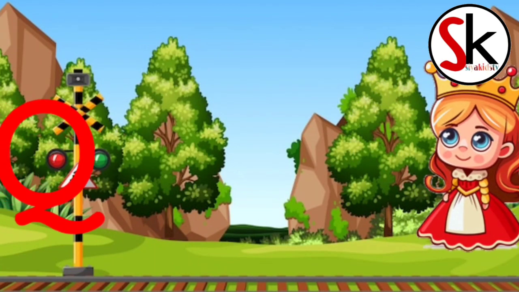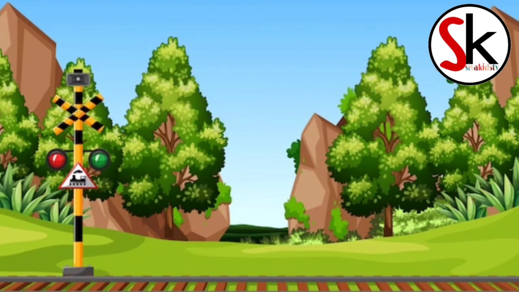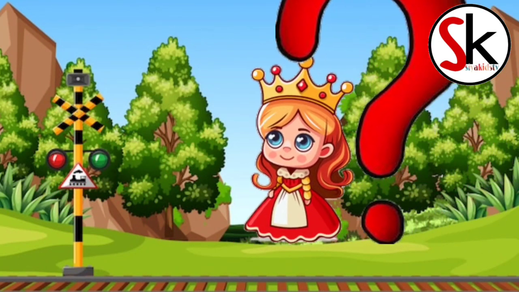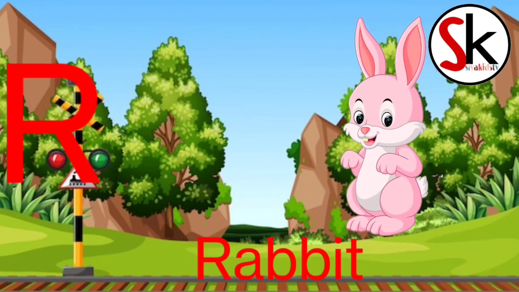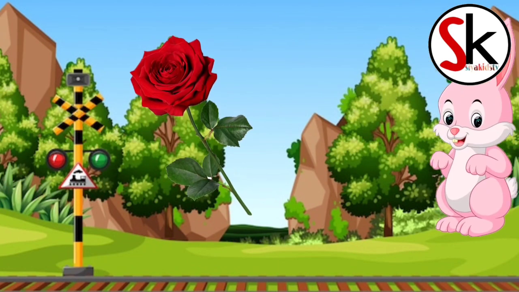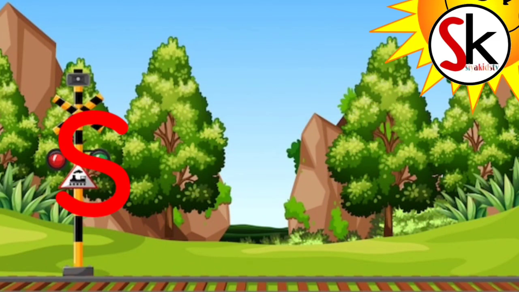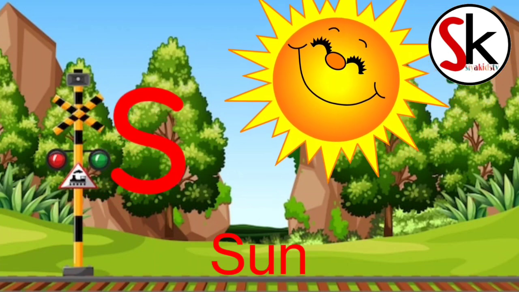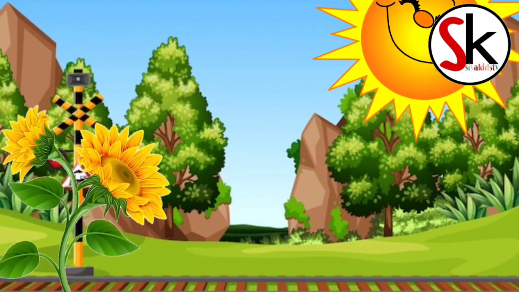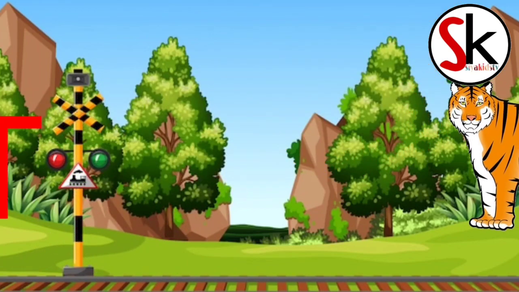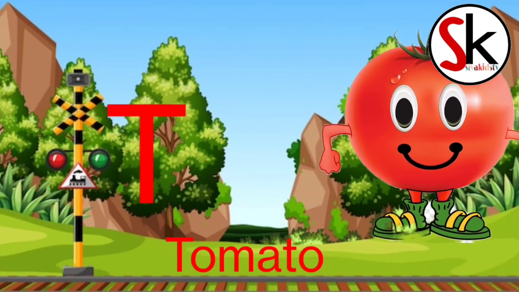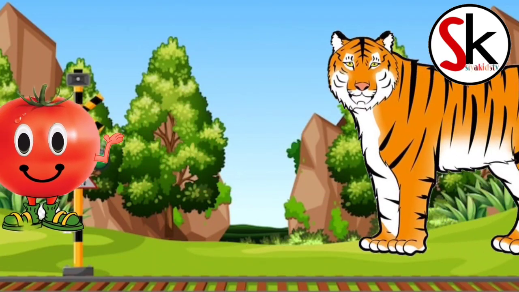Parrot. Q for queen. Q for question mark. Queen. Question mark. R for rabbit. R for rose. Rabbit. Rose. S for sun. S for sunflower. Sun. Sunflower. T for tiger. T for tomato. Tomato.